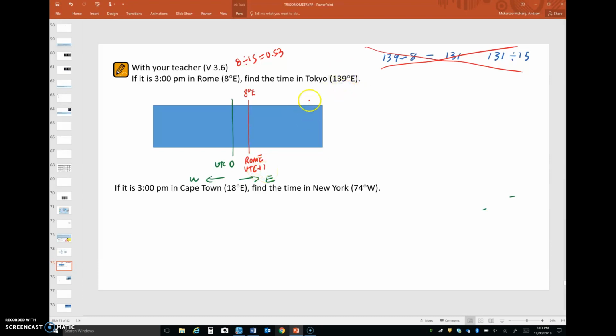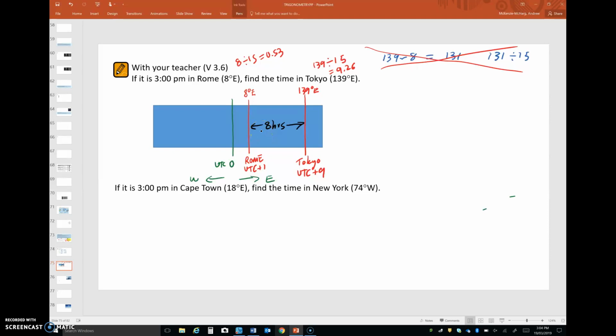Tokyo over here is a lot further to the east, 139 degrees east. So that's Tokyo. So 139 divide 15 gives us 9.26, which rounds, of course, to UTC plus 9. So we can see that the time difference between these two, Rome being UTC plus 1 and Tokyo being plus 9, is an 8-hour time difference between these two.